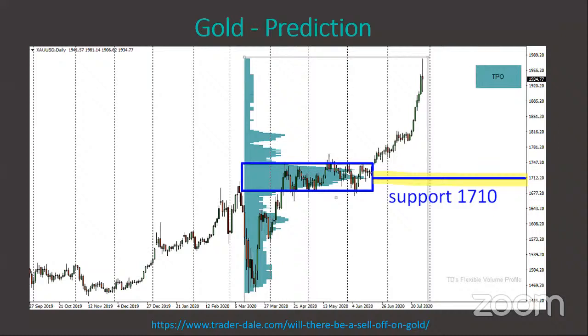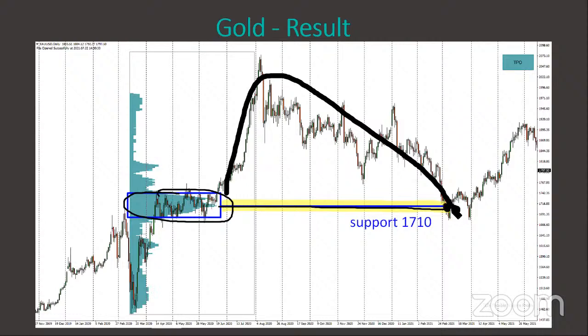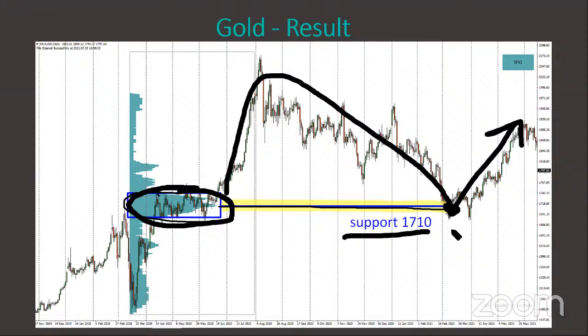And the idea behind this one was pull back, wait for a discount, and buy from there. This is how it went. This is the heavy volume zone. This is the support. This is the pullback. And this is the reaction. All right, this is how it is supposed to work. Heavy volumes are supposed to work as support.